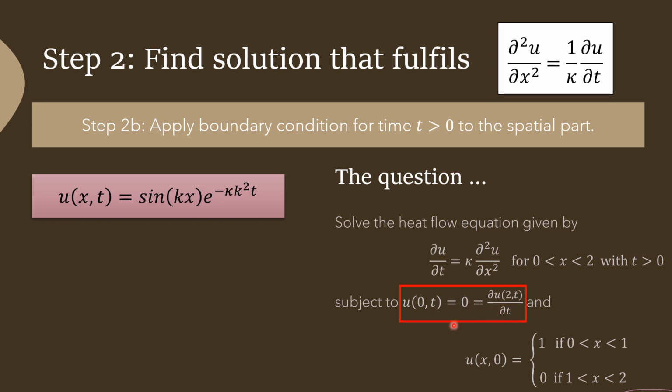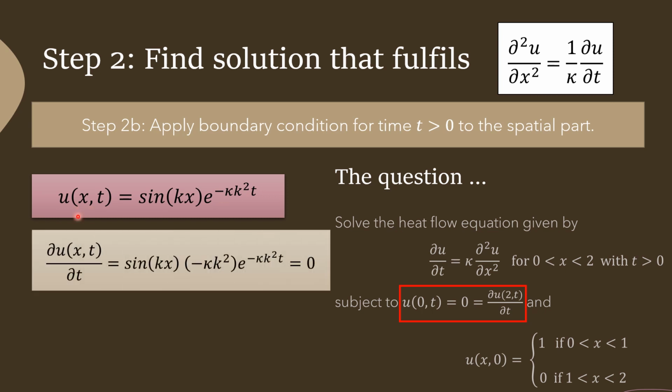So here what you need to do is just take a partial derivative of u with respect to time, and this is going to be easy for you. What you will get is the same function, but then you have minus kappa k squared here, and then you have the same exponential term. So this whole thing is going to be equal to 0. Now you can just bring it down, and you only have a sin(kx) exponential term here.